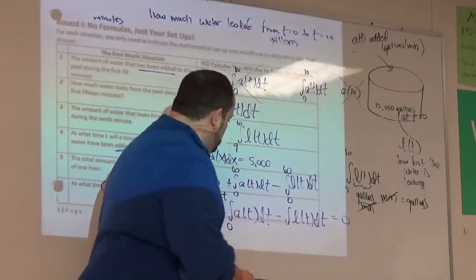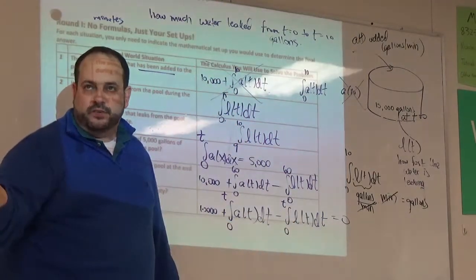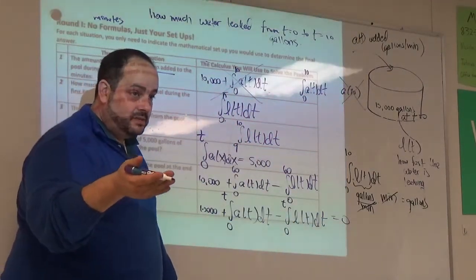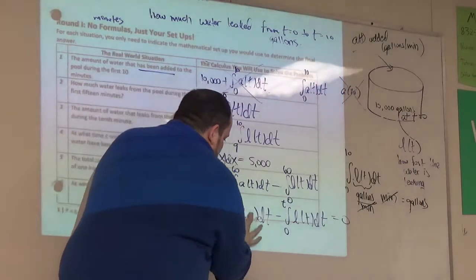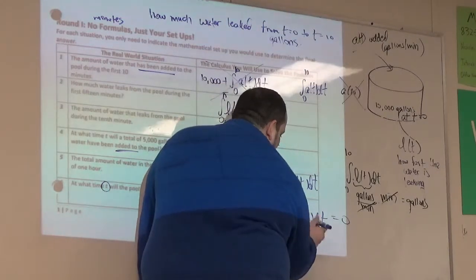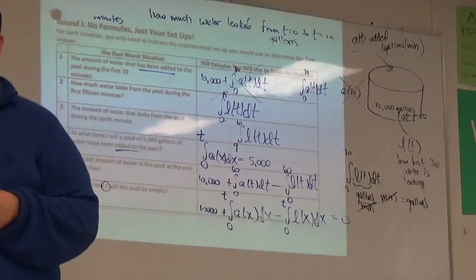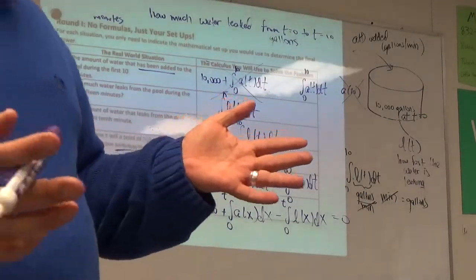For L of T? 0 to T. And of course, if you want to hold me to really high expectations, change that T in here. Make it A of X, dx, call it anything you want except one of the letters that we've already used. Everybody mostly all right? Yeah.